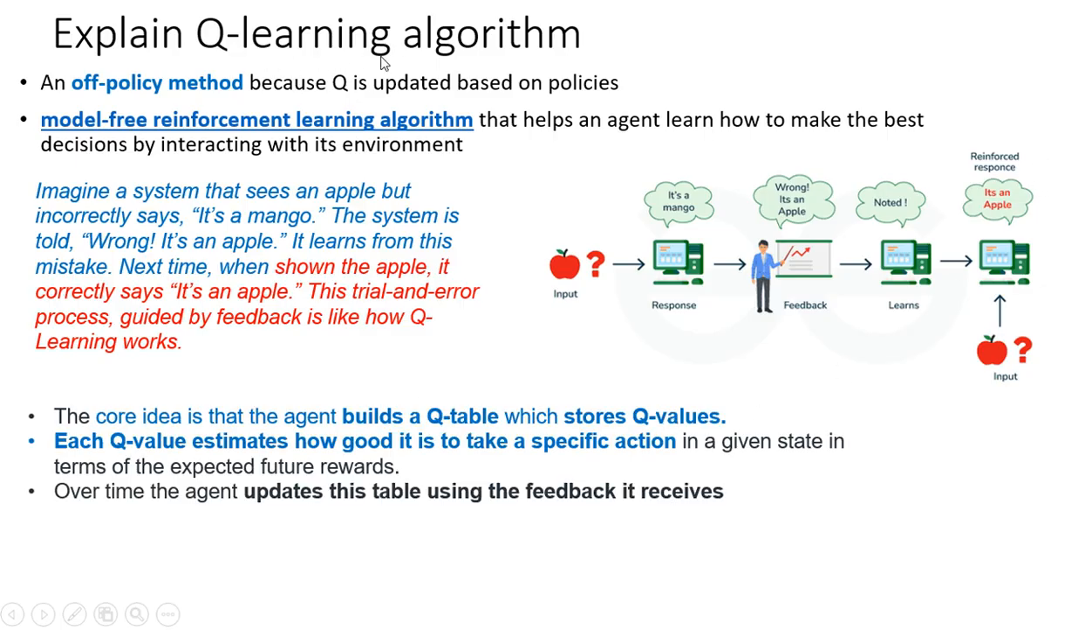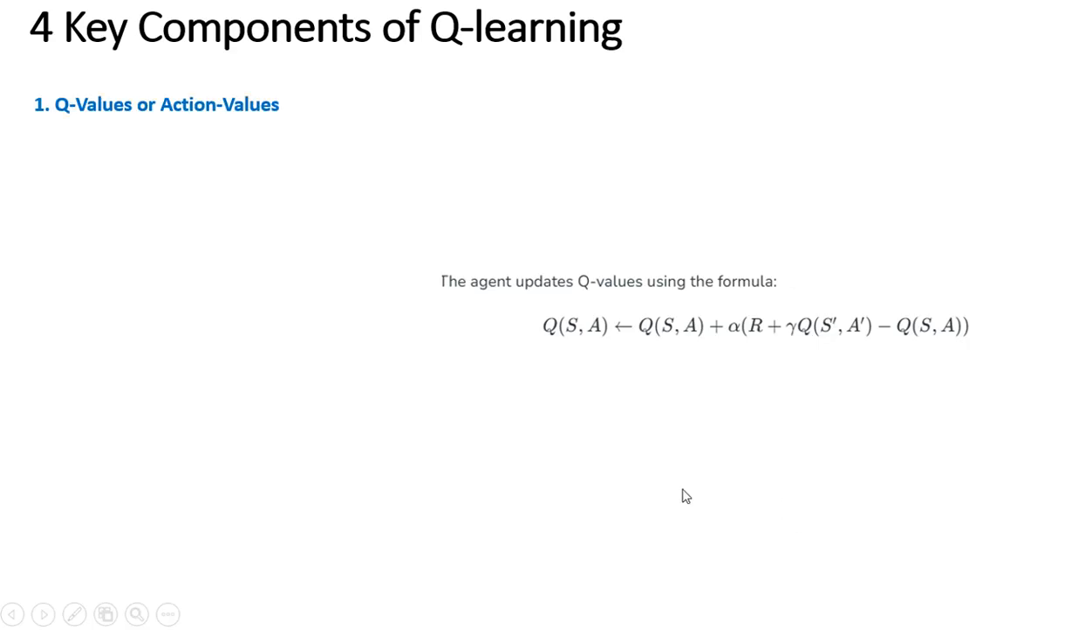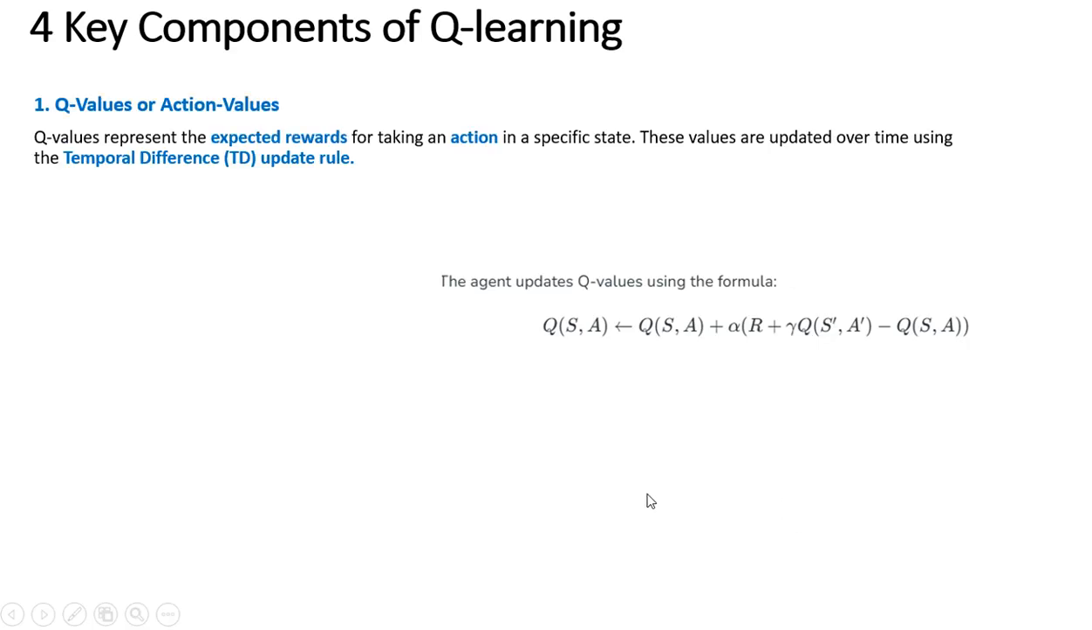So the core idea of Q-learning algorithm is we build a Q table where we are storing the values of Q. Each Q value will estimate how good it is to take a specific action. Over time, the agent will keep updating the Q table using the feedback it receives. There are four key components of Q-learning.